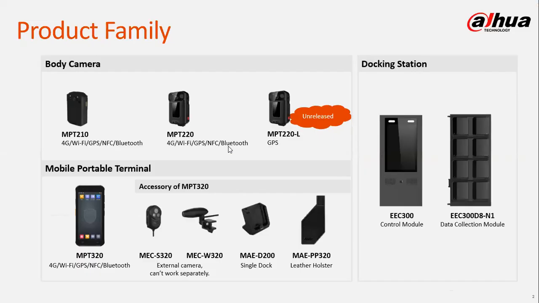Let me talk a bit about some of the products that we have. We have a body camera family, those products that can be transferred from one side to another. We have different models, and generally, if you see an MPT2, that's a body camera. Then we have the terminals. So we have the camera and the terminal. The terminal is more like the back-end side of the mobile body product.